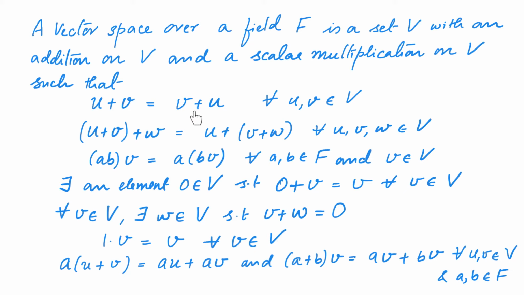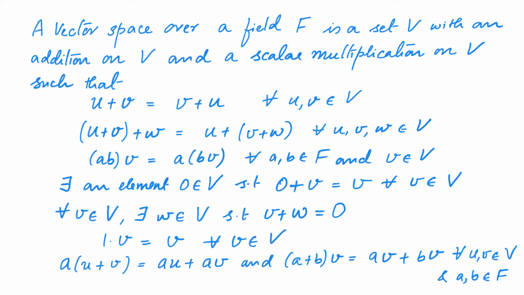U plus V is equal to V plus U for all U, V in capital V. That is, the addition is commutative. Similarly, the addition is also associative. We also have a form of associativity for scalar multiplication, namely scaling with AB is equivalent to first scaling with B and scaling the result with A.